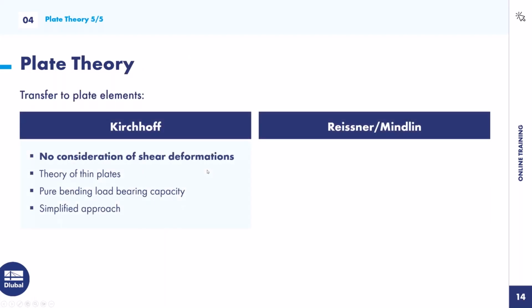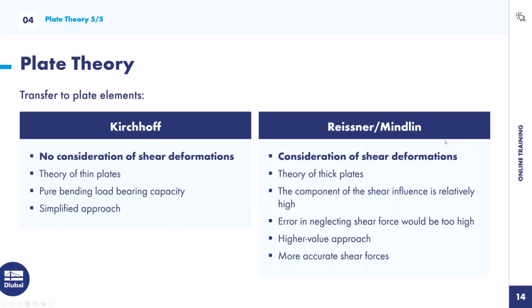So when we apply this to our plate elements, again, we had no consideration of shear deformations for Kirchhoff, and we had consideration of the shear deformations for Reissner-Mindlin. The main point is Reissner-Mindlin is more accurate, and it's the theory of thick plates. It can be used for thin plates as well, and for RFEM, you can choose it in the calculation settings, but Reissner-Mindlin is the way to go. Kirchhoff is also good for thin plates, but let's take Reissner-Mindlin.